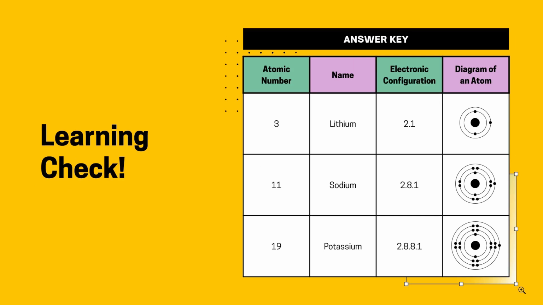If your answer is 2.1 for lithium, you are correct. In the first K shell, 2 electrons will be there, and in the L shell, 1 electron will be there. For sodium, 2 electrons in the first shell, 8 electrons in the second shell, and 1 electron in the third shell. You are correct. Then in potassium, 2 in the first shell, K shell, then L shell, 8 electrons, in M shell, 8 electrons, and in N shell, 1 electron. Then you are correct.